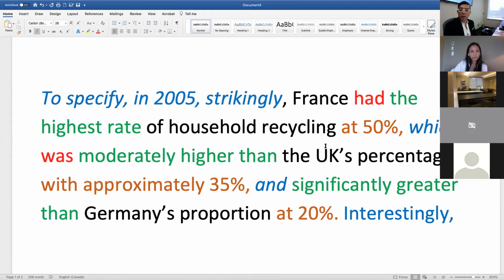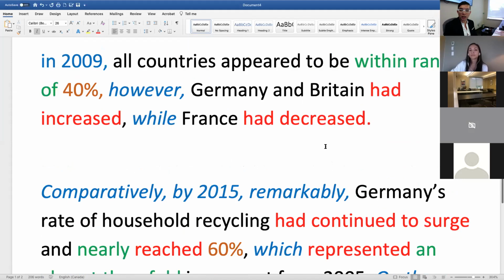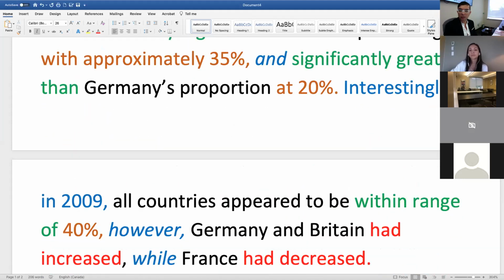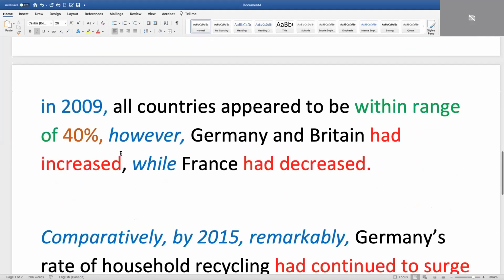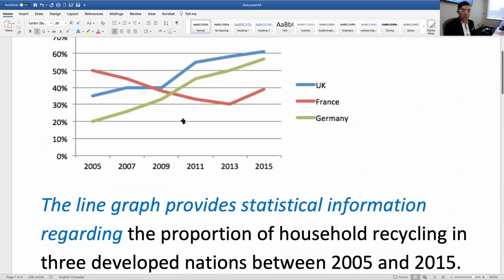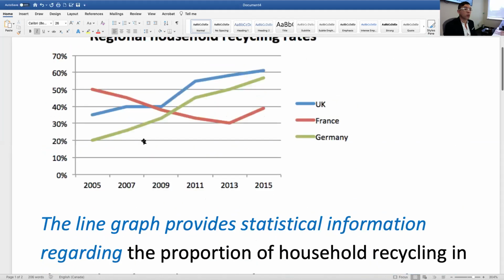Okay, so Fahima, are you back so you can read interestingly? Fahima? Okay, maybe she's busy. All right, go ahead, Michelin, interestingly. Interestingly, in all countries appear to be within range of 40%. However, Germany and Britain had increased while France had decreased. So that one was here. All right, and that's one paragraph.